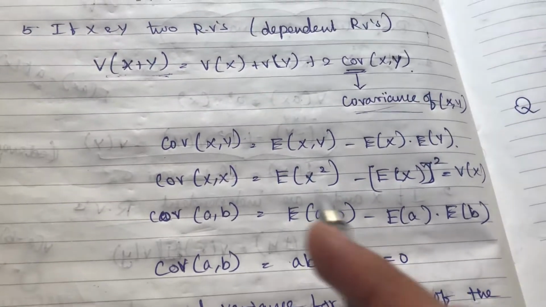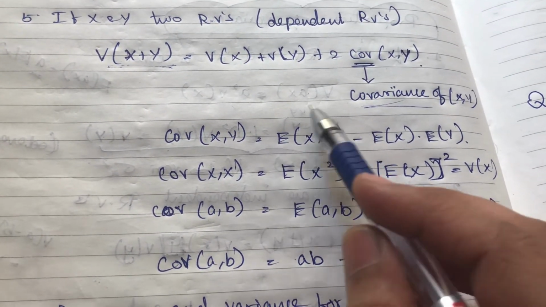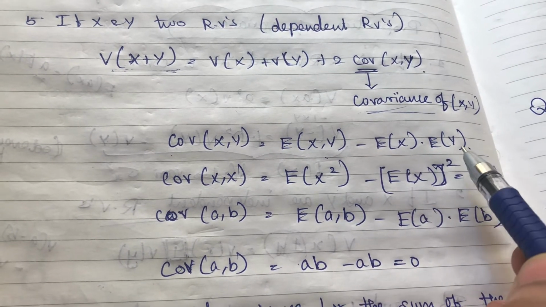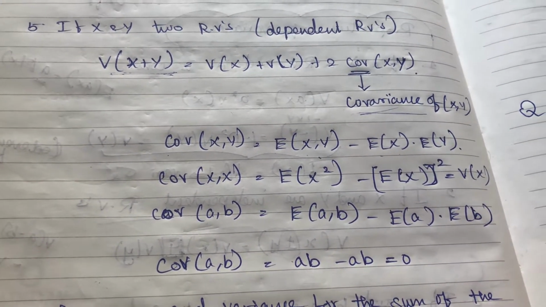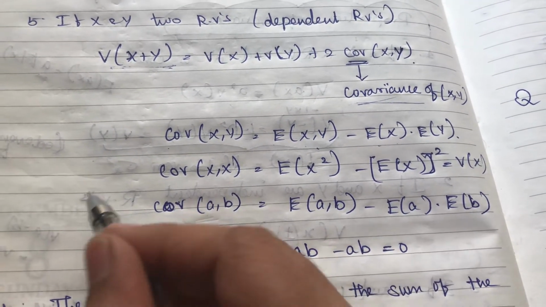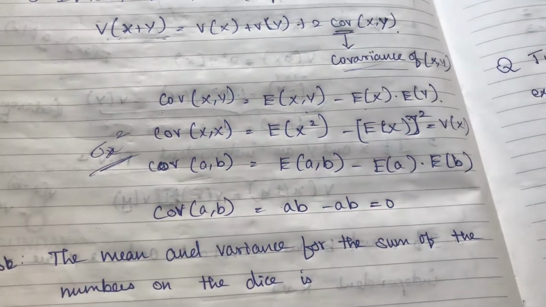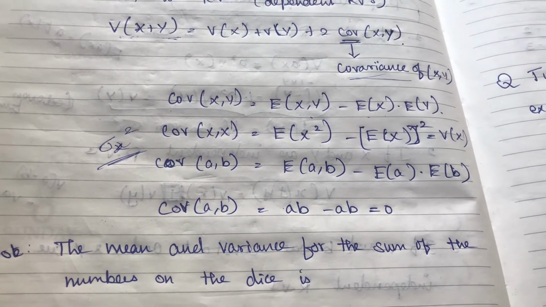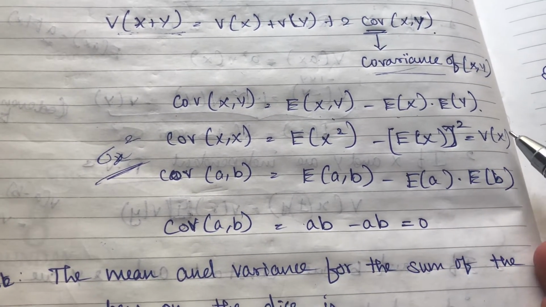What is the formula for covariance? Covariance of X, Y means the combination minus the individual. So E(XY) minus E(X)E(Y), that's the thing here. And covariance for X, X should be the variance formula, like E(X squared) minus E(X) the whole squared.